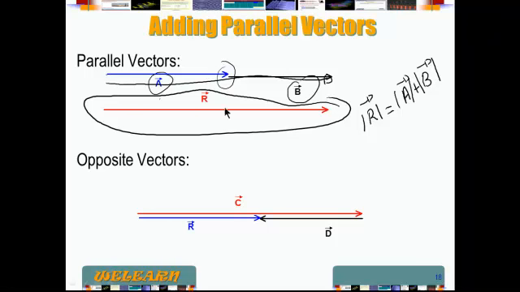I drew both vectors pointing to the right. The same thing would apply if I had them both pointing towards the left.